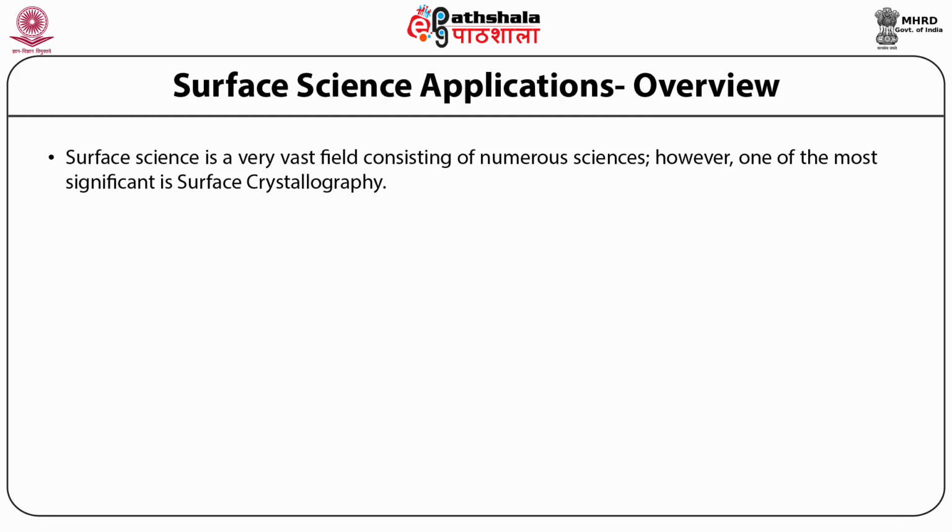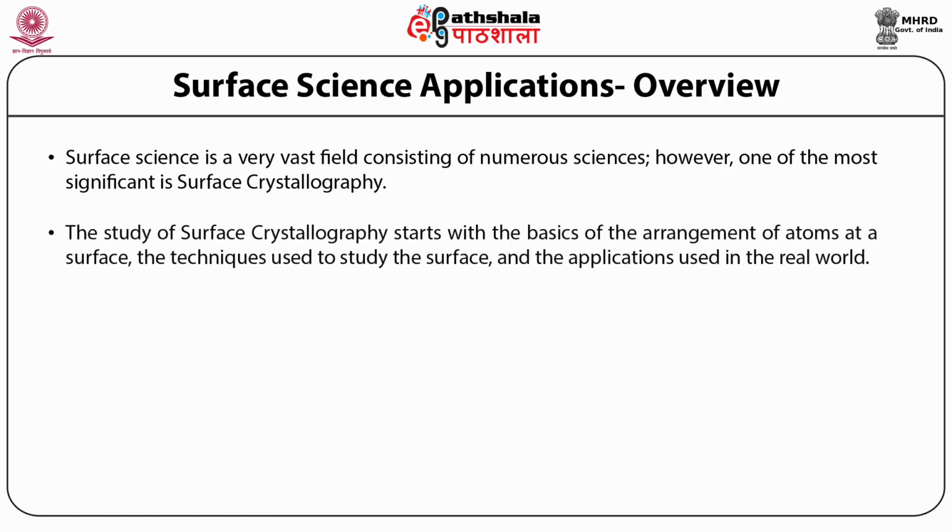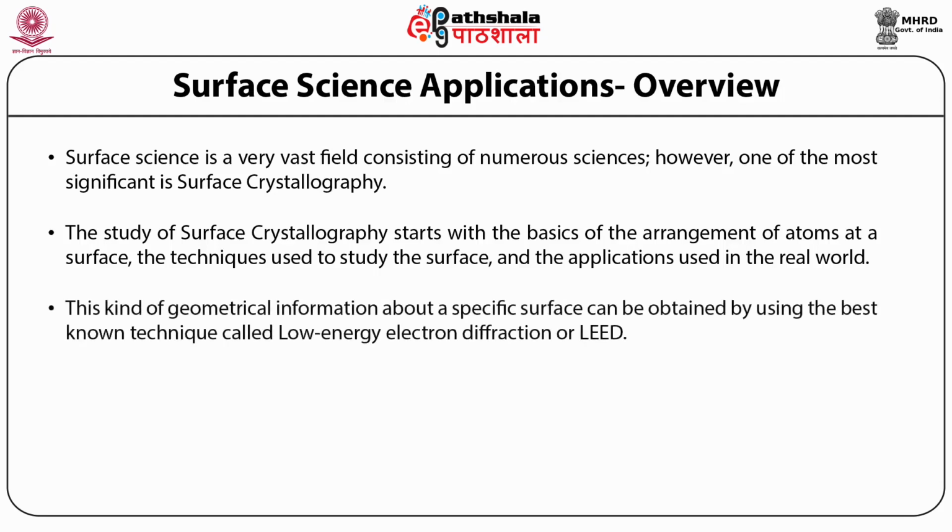Each crystal surface consists of different patterns on the surface. The study of surface crystallography starts with the basics of the arrangement of atoms at a surface, the techniques used to study the surface, and the applications used in the real world. Atoms at a surface are arranged into patterns depending on the crystal. This kind of geometrical information about a specific surface can be obtained by using the best known technique called low energy electron diffraction, or LEED.